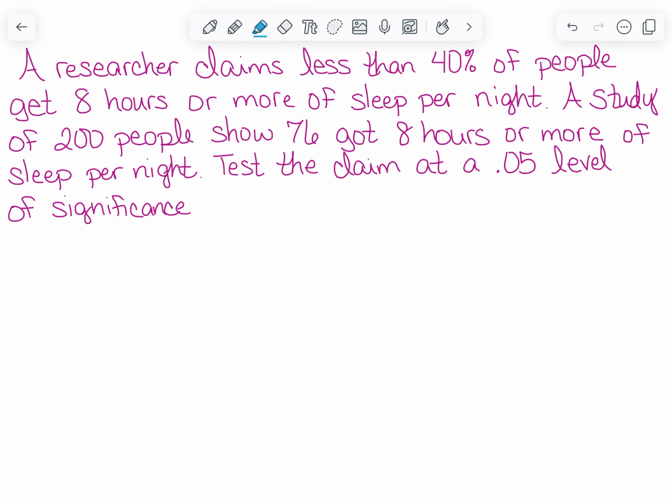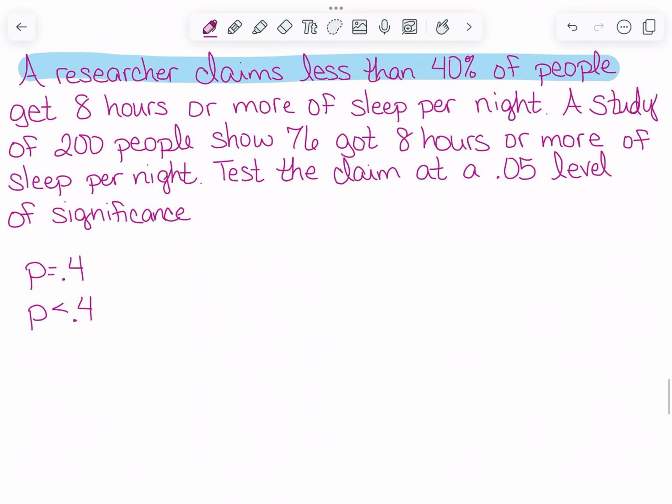A researcher claims that less than 40% of people get 8 hours or more of sleep per night. A study of 200 people showed that 76 got 8 hours or more of sleep per night. And we want to test the claim at a 0.05 level of significance. The first step is to state our hypotheses. And that's going to be what the researcher claimed. They're claiming less than 40% of people. This gives a null hypothesis of p equal to 0.4, or 40%, and an alternative of less than 0.4, since we're claiming that it's less than 40%.